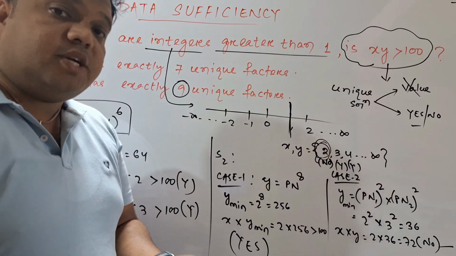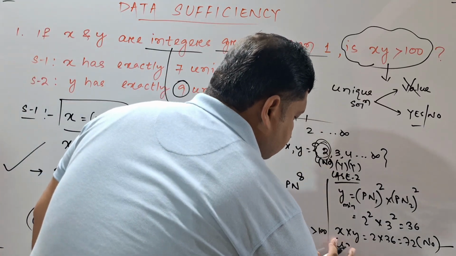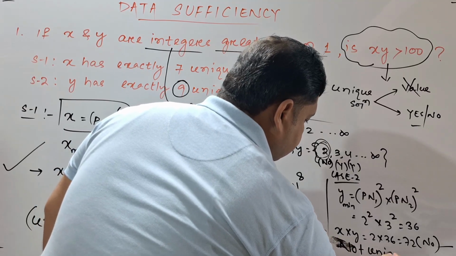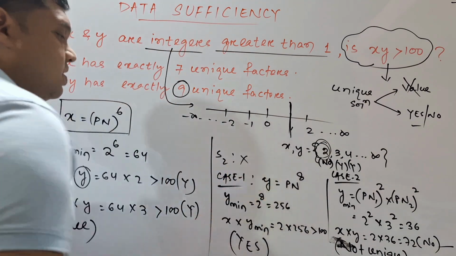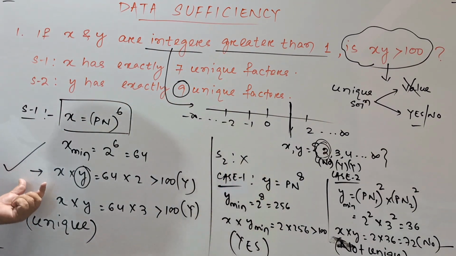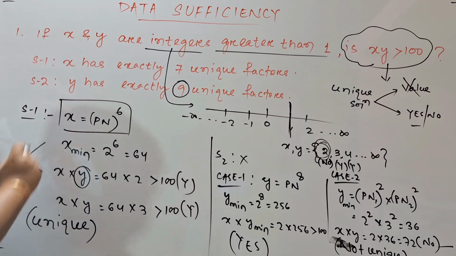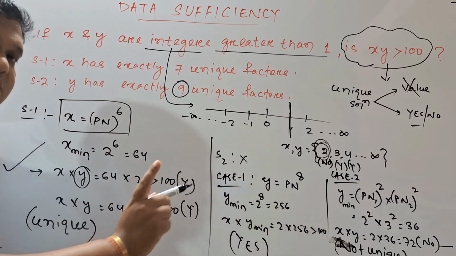And for a single statement you have multiple answers. Multiple answers means this is not unique. Statement number 2 is not unique. Statement 1 is unique. So here the answer is: statement 1 alone is sufficient to answer, but statement 2 is not sufficient.